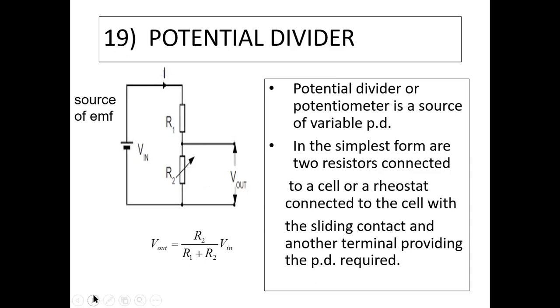That means potential divider means they connect two resistors in series to a cell or source of EMF, or a rheostat. Then you tap the output from one of the resistors, can be from the top or from the bottom. The sliding contact is the V out. Don't worry about the sliding contact.